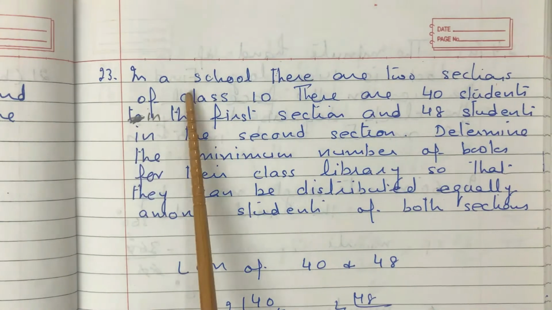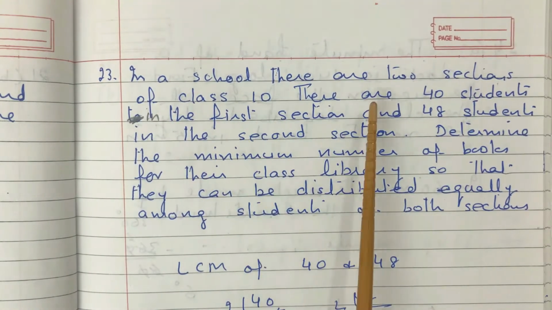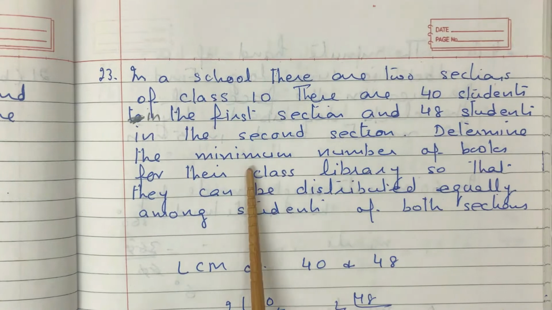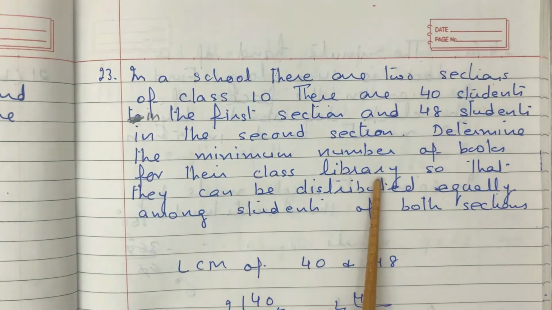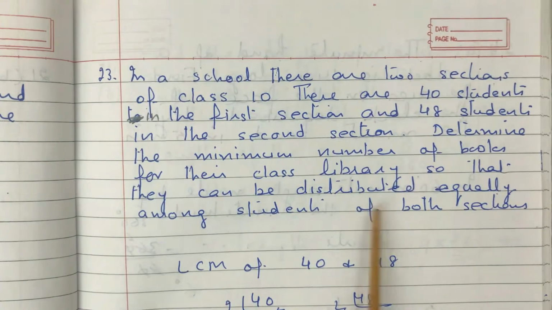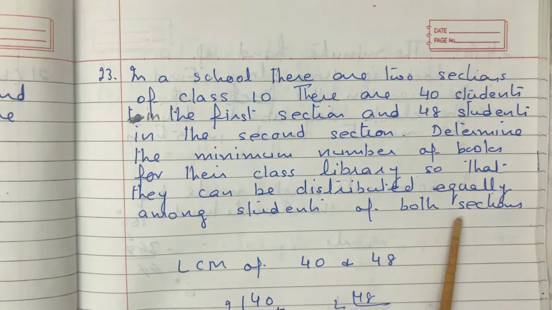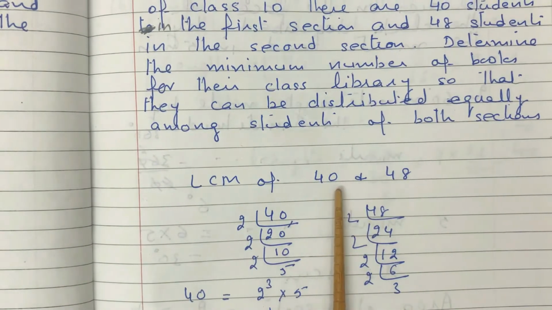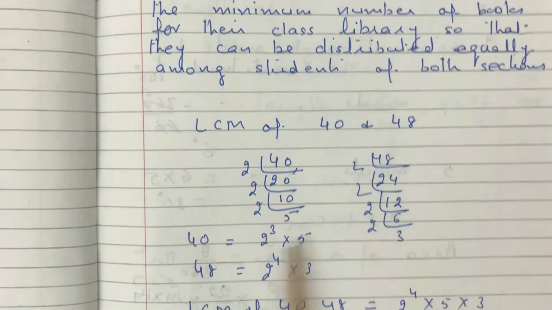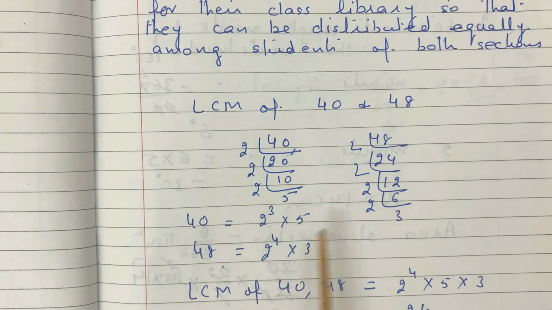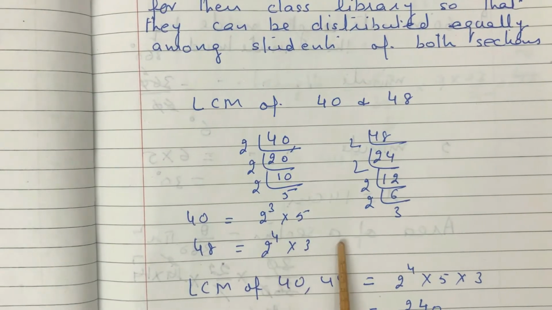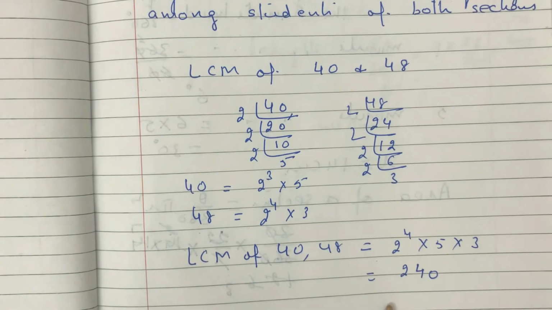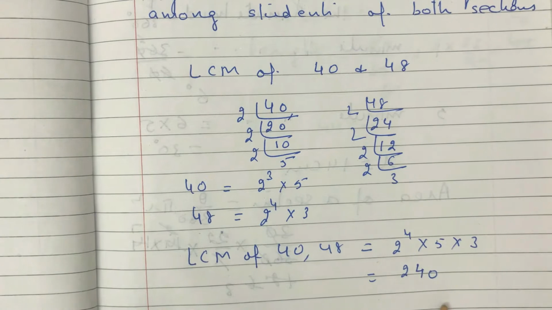Now 23rd question. In a school there are two sections of class 10. There are 40 students in the first section and 48 students in the second section. Determine the minimum number of books for their class library so that they can be distributed equally among students of both the sections. Now, how will you solve this question? You will find the LCM of 40 and 48. 40 can be written as 2 raised to power 3 into 5. 48 can be written as 2 raised to power 4 into 3. So LCM of 40 and 48 is 2 raised to power 4 into 5 into 3. That will be equal to 240. So 240 is the answer.